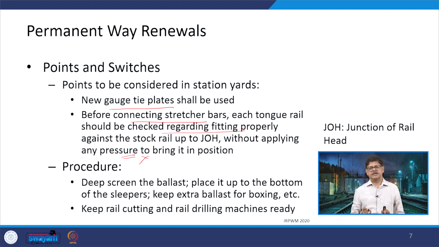And once it is checked, when it is observed that it is fitting well with the stock rail, then the stretcher bars can be put in, so that both of the tongue rails move equally in either direction.